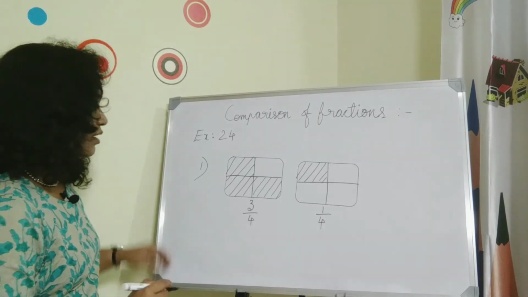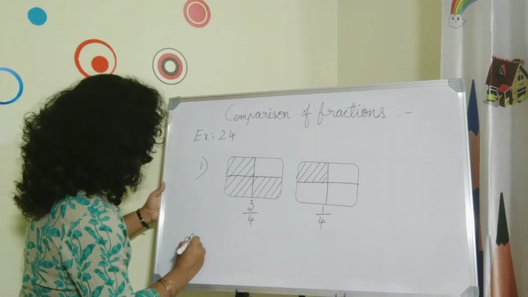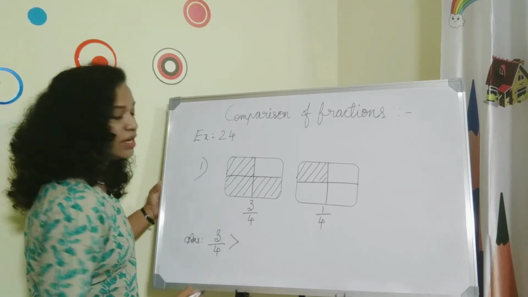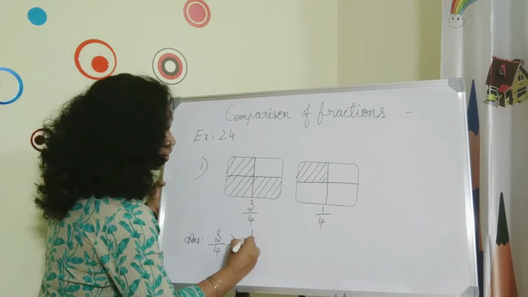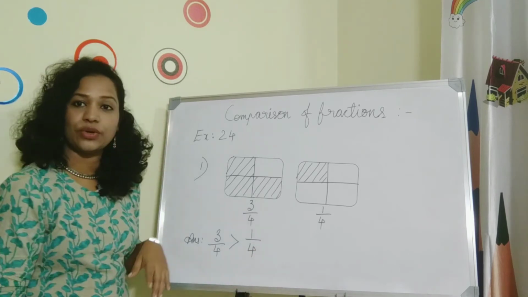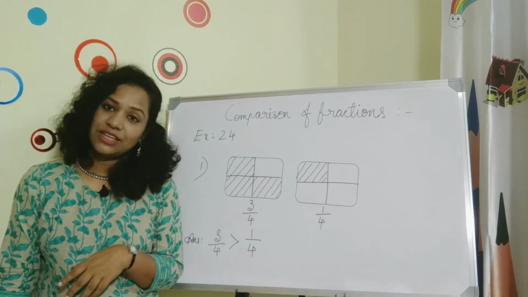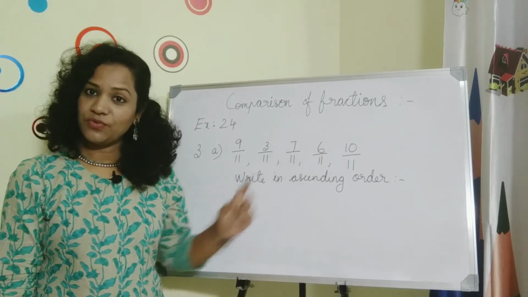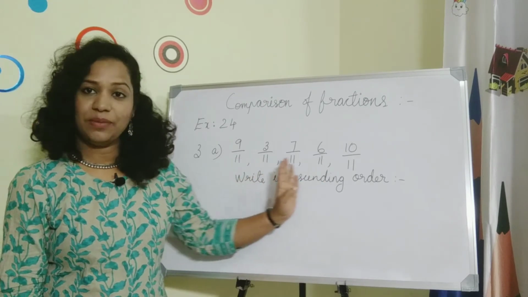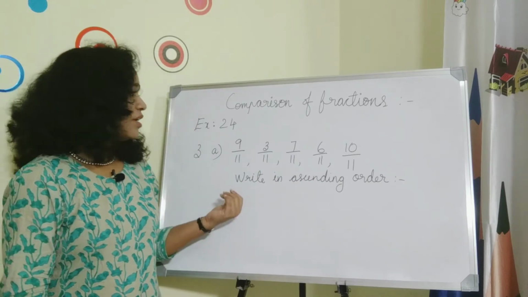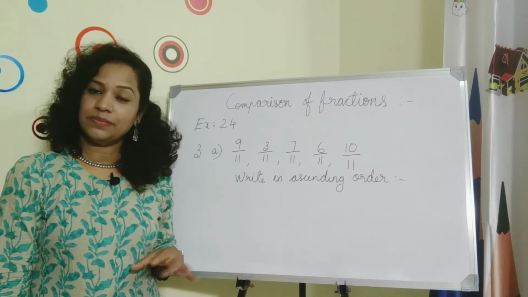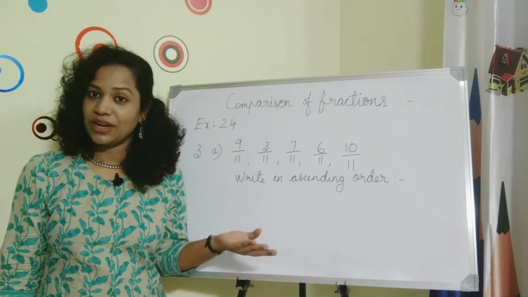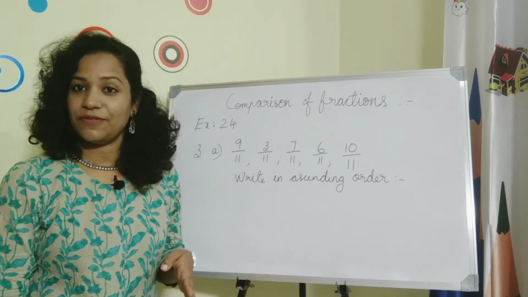So how can we write that? Answer: 3 by 4 is greater than 1 by 4. Let's take one more example. Here we have 5 fractions with the same denominator. So how can we compare them? Yes, the fraction with the biggest numerator is the biggest fraction.